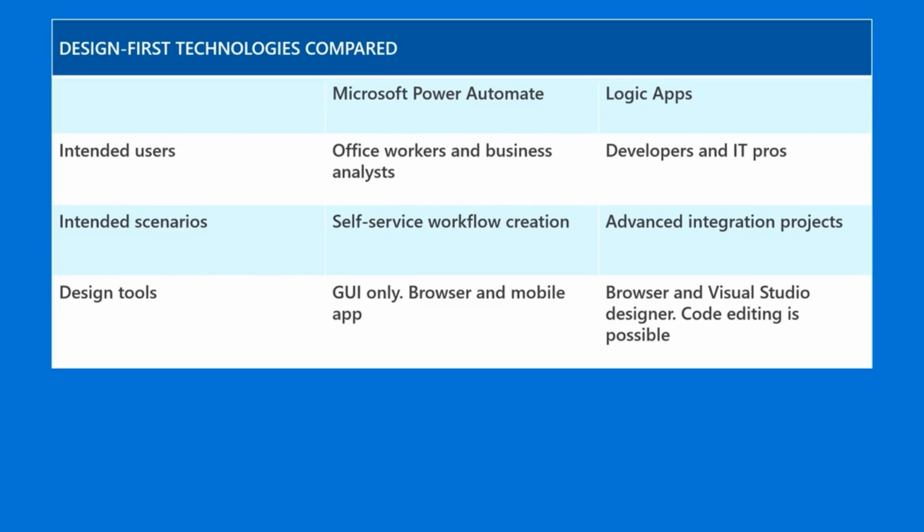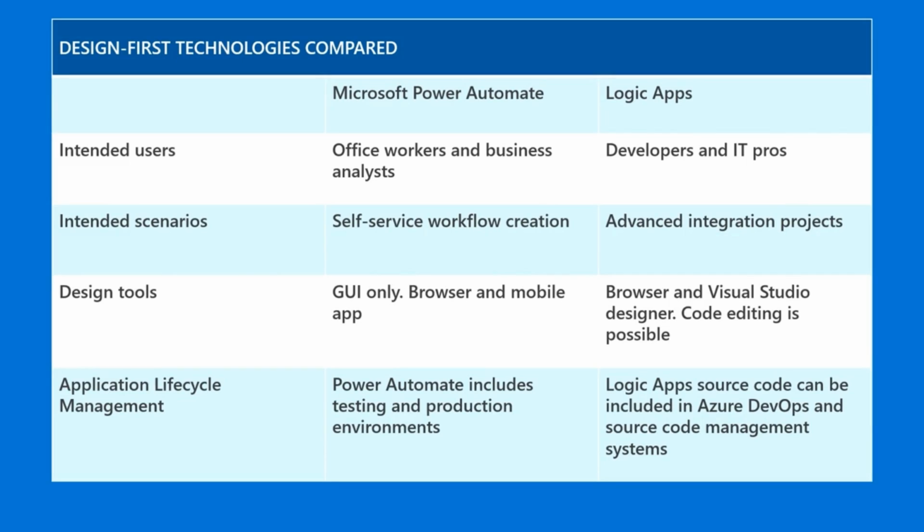Microsoft Power Automate offers a graphic user interface only on a browser and mobile app. On the other hand, Logic Apps is available on a browser and Visual Studio Designer. Code editing is also possible. Finally, as far as application lifecycle management, Power Automate includes testing and production environments. And Logic Apps source code can be included in Azure DevOps and source code management systems. You should now be well equipped to decide which design-first technology you should choose when designing your workflow.